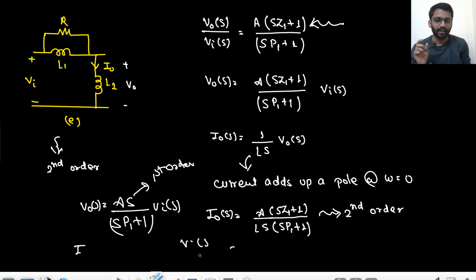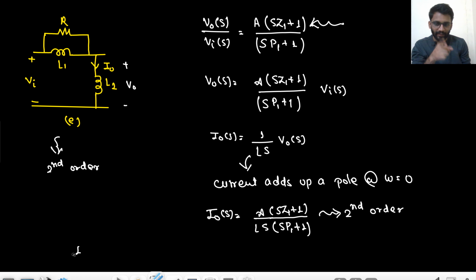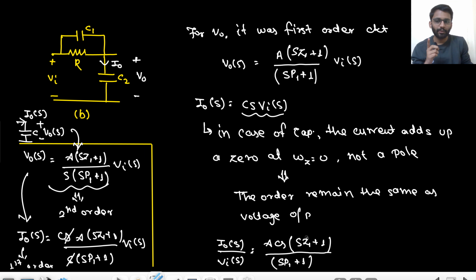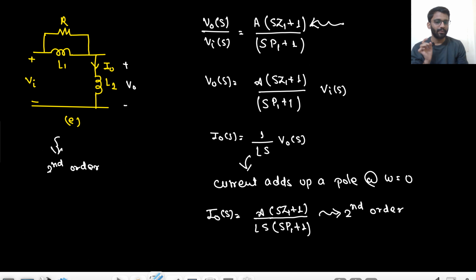In case of inductor and in case of capacitor, we will take this example. In case of capacitor, what you were calculating, you were seeing that in case of voltage I should not have a pole at omega equals 0. If I am having a pole at omega equals 0, my current will cancel that pole. So effectively my order will be reduced. So smartly you need to check. For voltage you can check, it is a very simple method. But while writing for the current, you surely need to check the location of the pole. In case of capacitor, you need to check the location of the pole, and in case of inductor, you need to check the location of the zero. Are you getting my point?